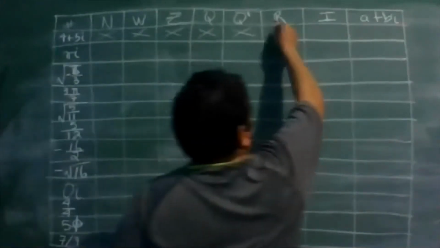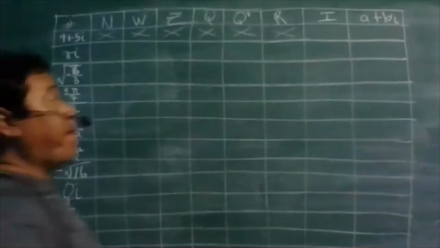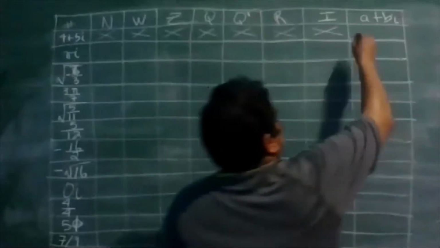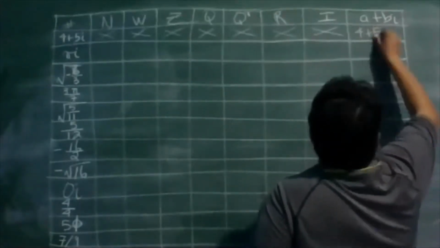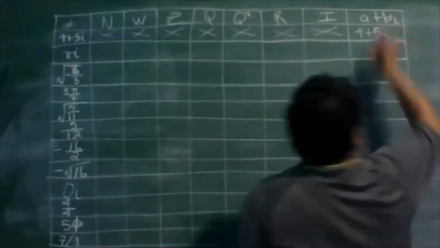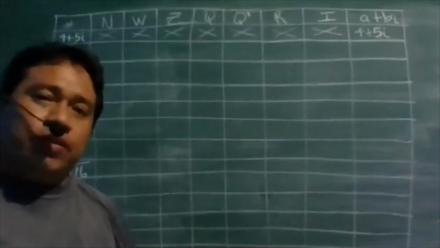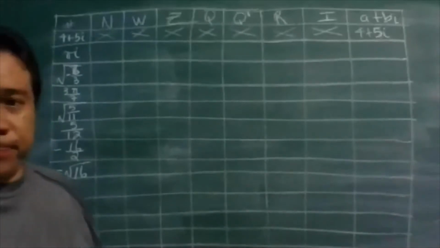Is it real? It isn't real either. Or part of it may be real, but the whole thing isn't real. Is it imaginary? No, it has an imaginary part, but it is not imaginary. It is simply complex. So 4 plus 5i. So in the last column, all I'm going to be doing is writing out the number in its complex form. Okay?